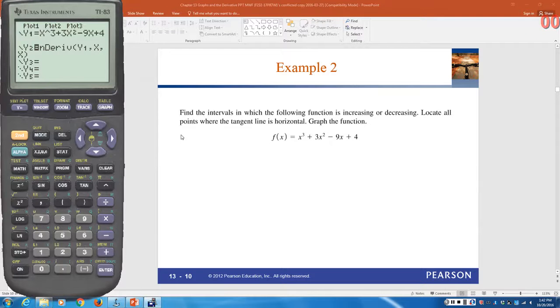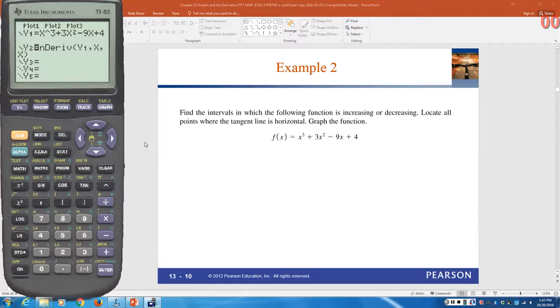Exercise 2 says to find the intervals on which this function is increasing and when it is decreasing, and locate where the tangent line is horizontal. In other words, where is the function at a maximum or a minimum? And then graph the function itself without using your calculator, is what they're implying. Don't use your calculator to graph it.